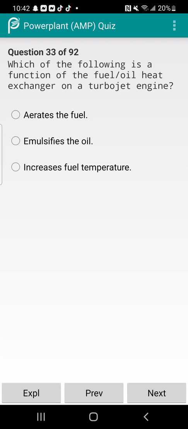Which of the following is a function of the fuel oil heat exchanger on a turbine engine? Increases fuel temperature.